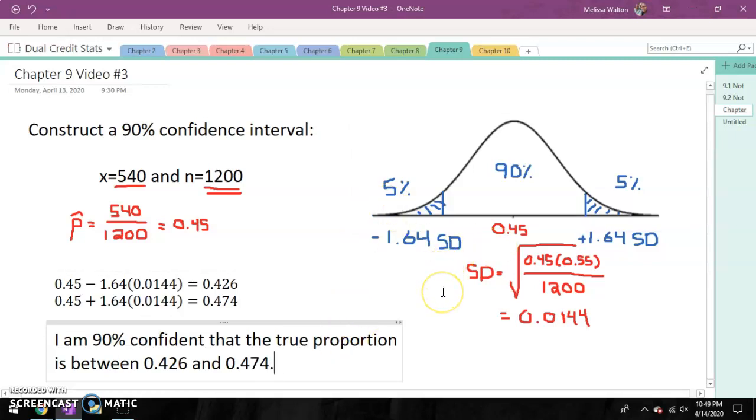So, final recap. First thing, find your point estimate. Put that right in the middle of your normal distribution. Once you figure out your confidence level, this was 90%, we were left with 5% and 5%. Do your inverse CDF to figure out that critical z-score. Once you do that, find your standard deviation, and then the only thing left to do is to actually calculate those bounds.